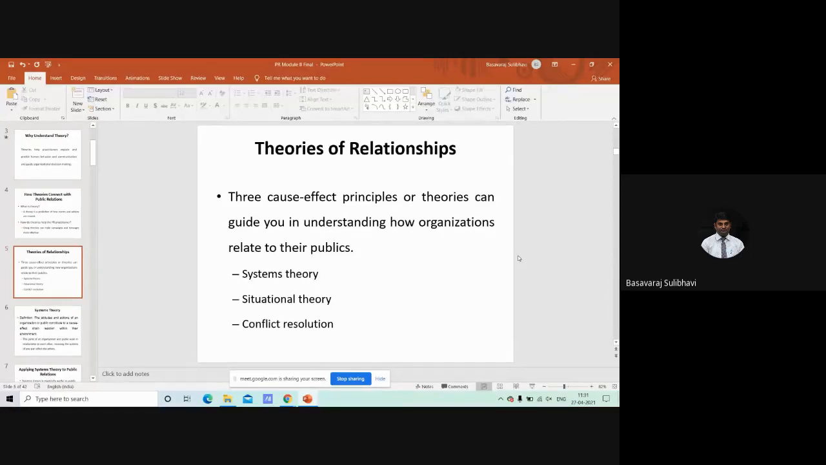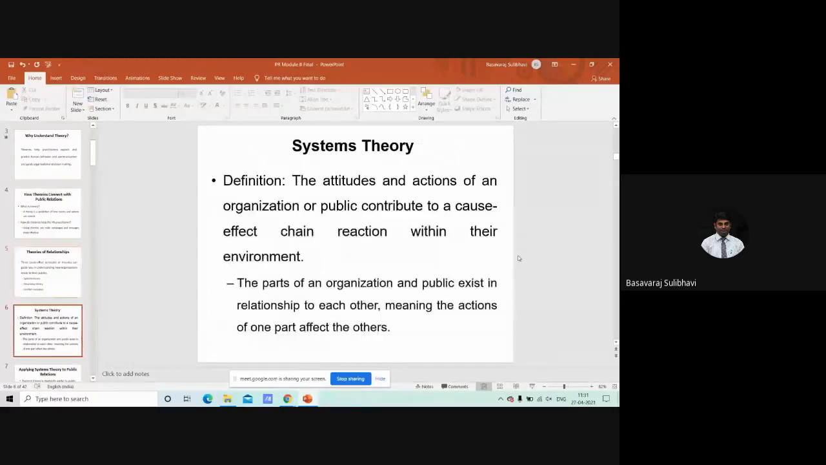So this depends on major cause and effect: what is the reason behind that, and what effect you can expect in the output of public behavior. There are three major things: the systems theory, situational theory, and then conflict resolution theory. Okay, so we go one by one. Very simple theories these are to understand.